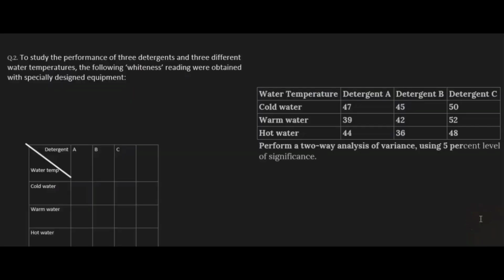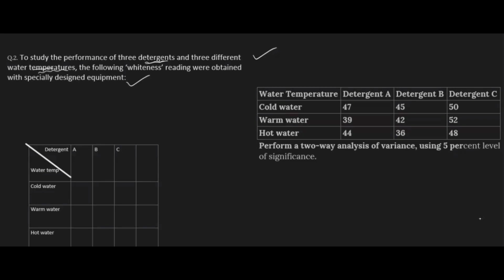So last video we have seen one-way ANOVA. Now we are going to see a problem in two-way ANOVA. Look at this. To study the performance of 3 detergents and 3 different water temperatures, we are going to compare the performance of detergents as well as temperature. The following whiteness readings were obtained with specially designed equipment.